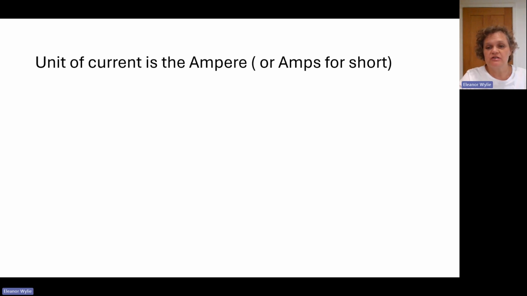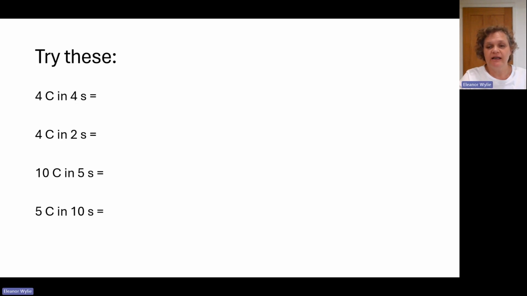We can tell students that if a coulomb of charge passes a point in 1 second, the current is 1 ampere. What if 2 coulombs pass in 1 second? Well, then it's 2 amperes. You might like to pause the film and try these examples.